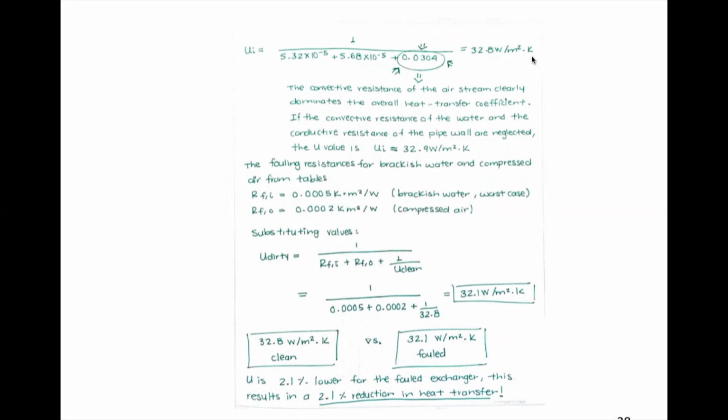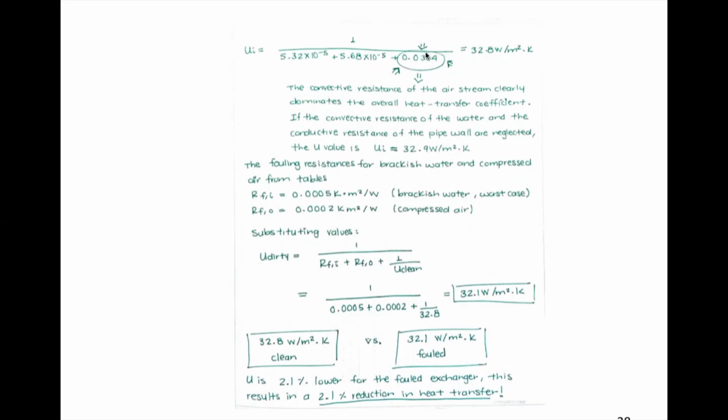But I want you to note something at this point. Check the resistances. That's why I put them one by one in the denominator. And check the convective resistance, this one that I put a lot of arrows on. You can see the convective resistance of the air stream clearly dominates the overall heat transfer coefficient, right? These other values are too small. So if the convective resistance of the water and the conductive resistance of the pipe wall are neglected, the U value is around 32.9. So as you can see, they are not having a huge impact.